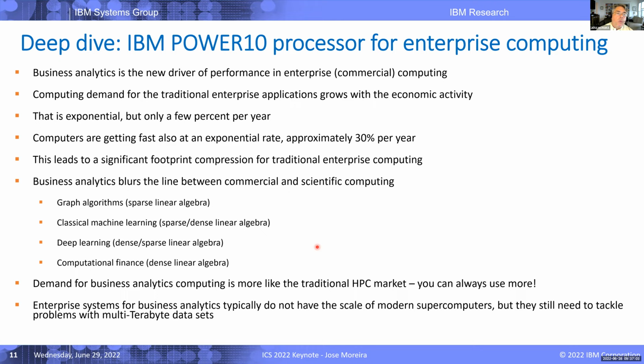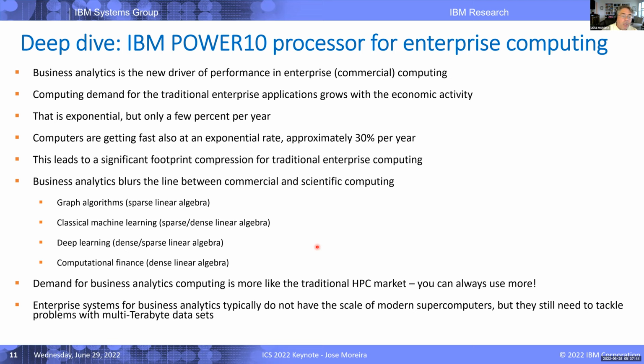And we accomplished that compute power by enhancing the vector units themselves. Power 10 has twice the vector units of Power 9, but we also introduced this matrix unit, which is yet another doubling of performance because we wanted even more. We wanted to be able to do all this business analytics. So the matrix unit in Power 10 is not as optimized for deep learning as you see in some cases. It's really for all of these things: the graph algorithms, which is why I focus so much on getting good sparse performance, classical machine learning, which uses a combination of sparse and dense linear algebra, deep learning, which very often uses reduced precision, and computational finance.